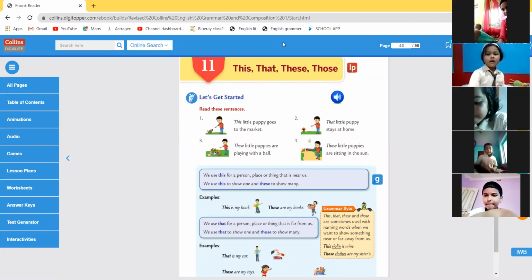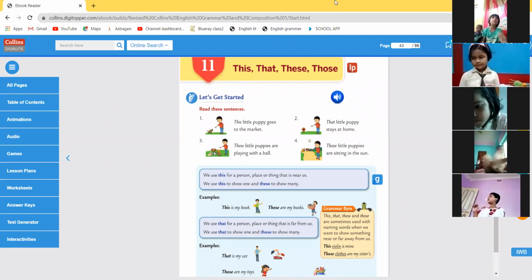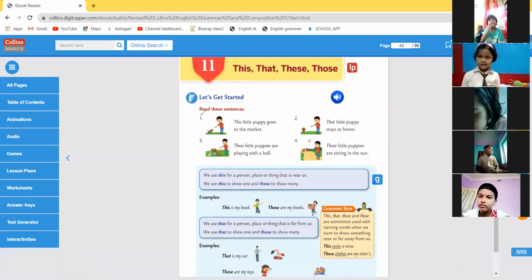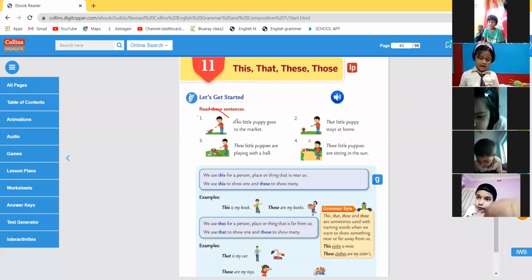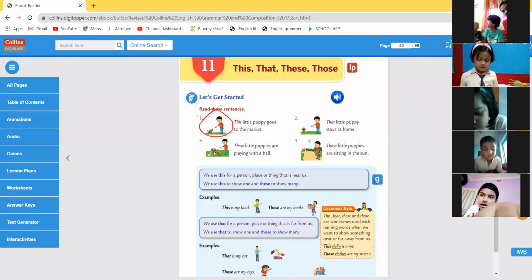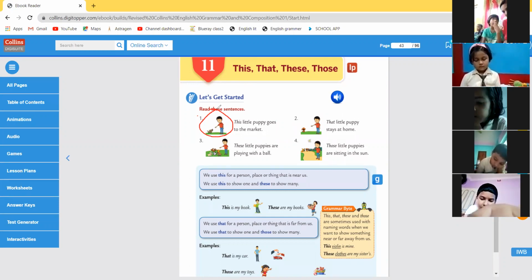So in this chapter, we are going to learn about the use of this, that, and these, those. First, look at the picture. Look at this picture. Can you see this picture? In this picture, we can see one boy is standing. And it is written that this little puppy goes to the market.